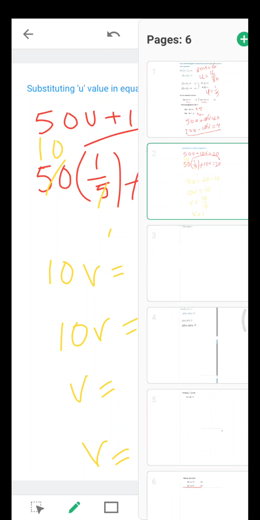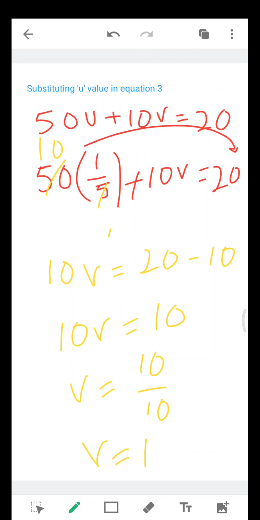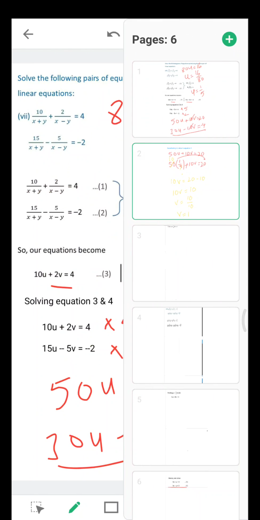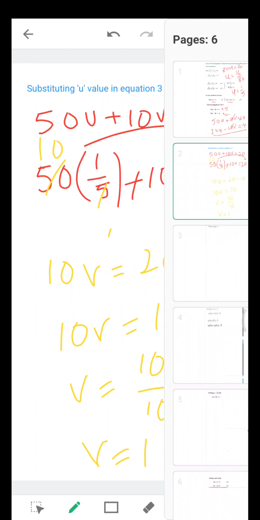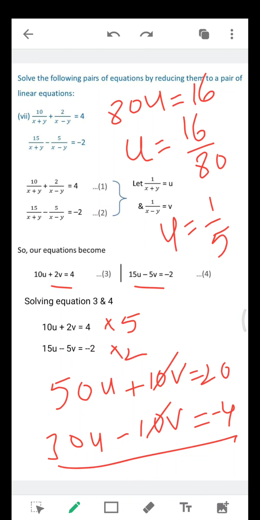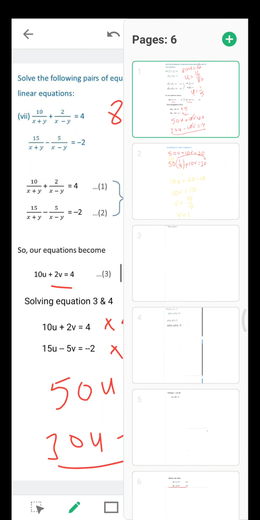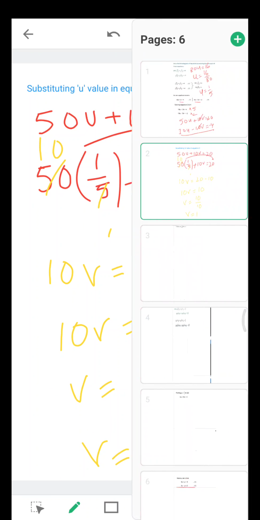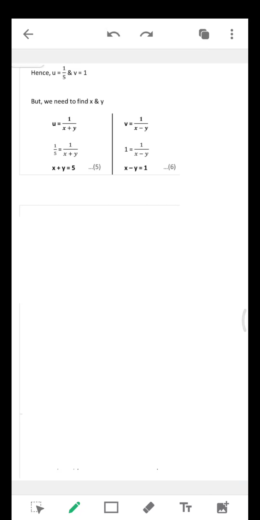Now we have got the values of u and v. What is the v value? v is 1. And what was the value of u? u was 1 by 5. So these two values, we will put them back in our assumptions, what we assumed. So if I put the u value here, it becomes 1 by 5 is equal to 1 plus xy.